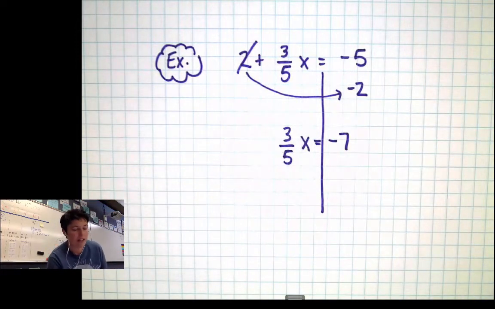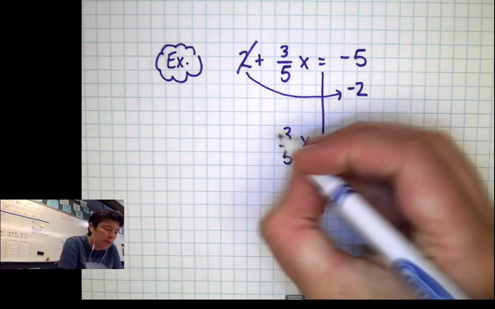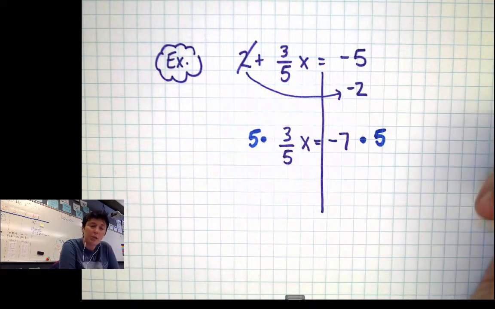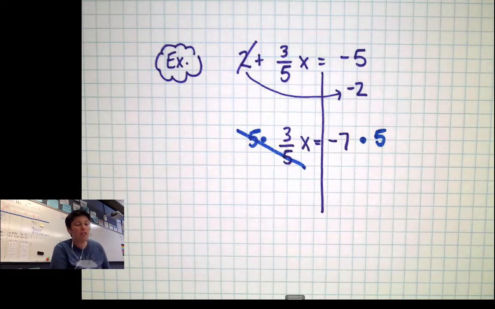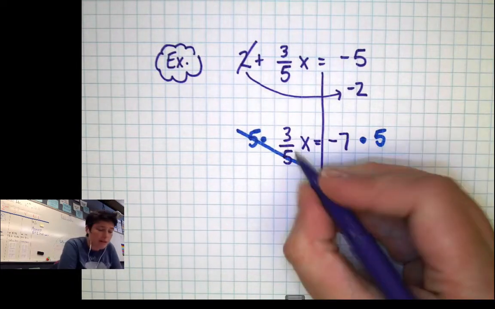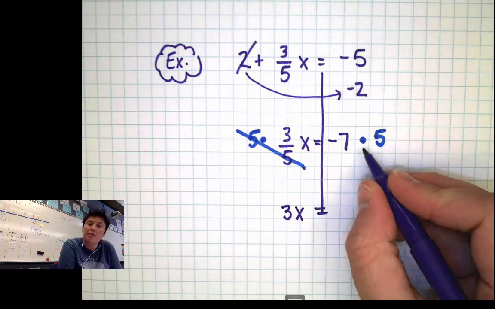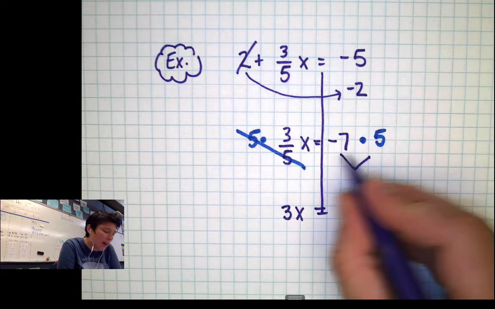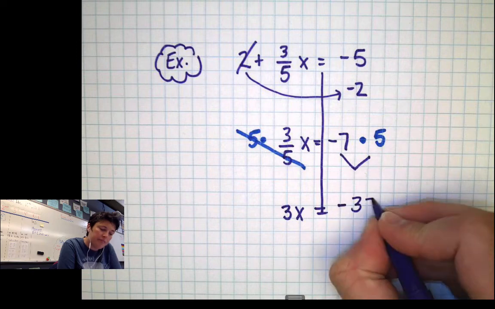Well, now 3/5 means I'm dividing by 5. Fractions mean divide. So the opposite would be to multiply by 5 on both sides. And that's exactly what I'm going to do to get rid of the 5's. That's going to be a good strategy. But it doesn't get rid of the 3. I still have a 3x equals, but now I have -7 times 5. They don't match, so that's a negative. 7 times 5 is 35.